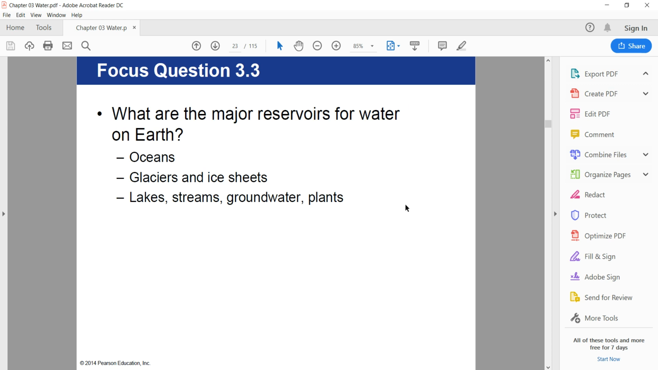Just a review: what are the major reservoirs for water on Earth? This is a short answer type question, something that might appear in your midterm exam. So I want you guys to remember this. The major reservoirs for water on Earth are oceans, glaciers, ice sheets, lakes, streams, groundwater, and plants. The ocean is the most dominant one. Over 96% of our water is stored here in the ocean.